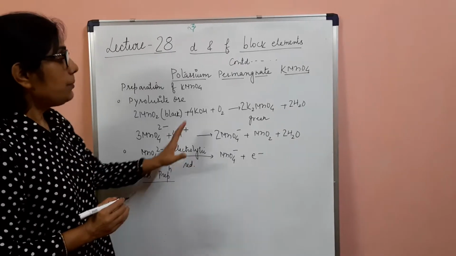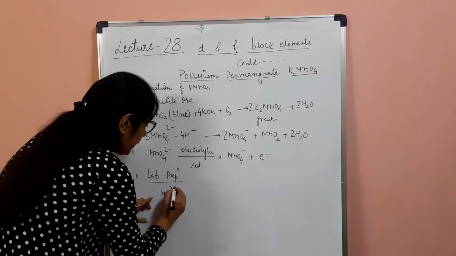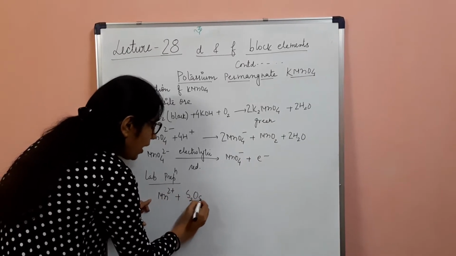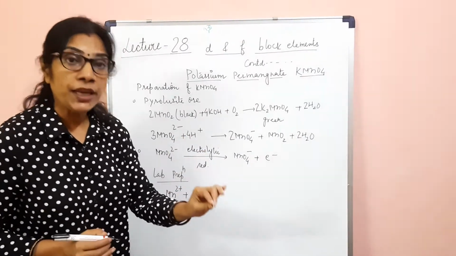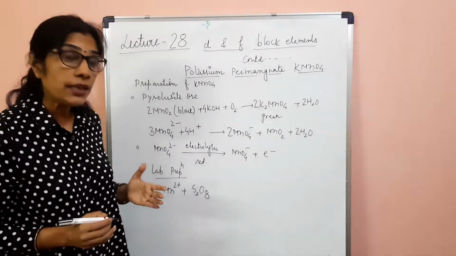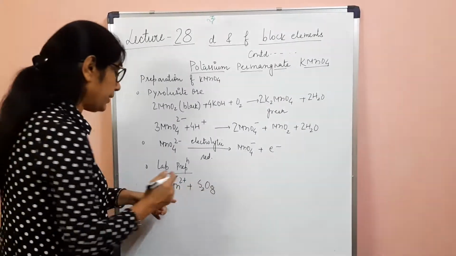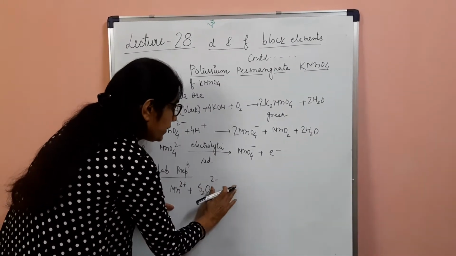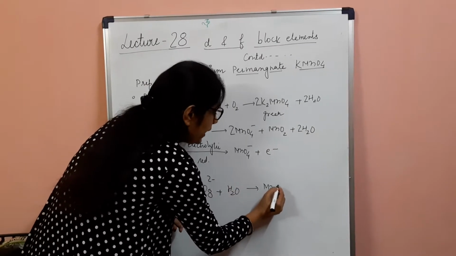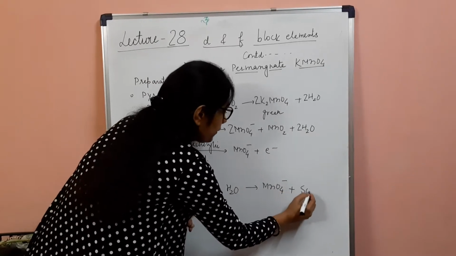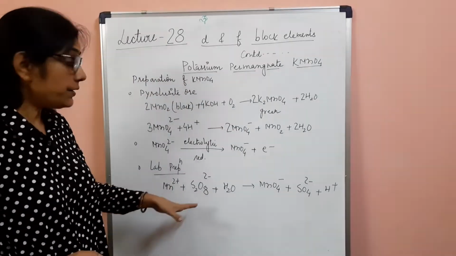In laboratory, potassium permanganate is prepared when manganese 2 plus is passed through peroxodisulfate ion, H2S2O8. That acid is peroxodisulfuric acid, and after replacing 2H plus we get peroxodisulfate ion, and in presence of water we get permanganate ion plus SO4 2 minus, and the medium is acidic.